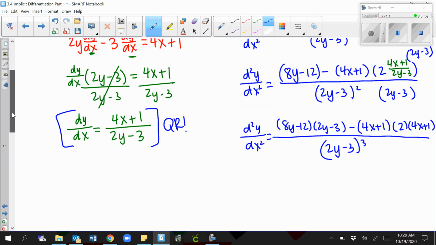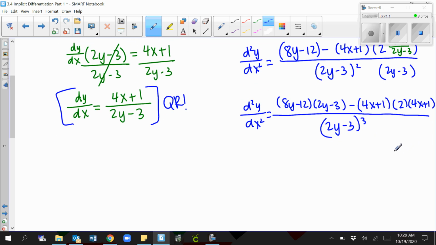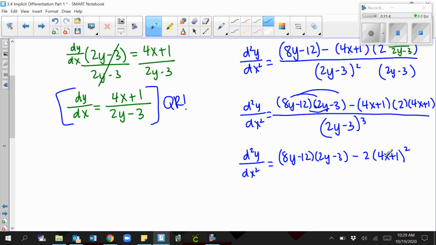All right, so we can clean this up a little bit. And we're not going to multiply all these out. I'm not going to make you guys simplify that. I know that you can FOIL this out and do all of that. So what I'm just going to do is say d squared y over dx squared is equal to 8y minus 12 times 2y minus 3 minus 2 times a 4x plus 1 squared over 2y minus 3 cubed. And we can just leave it like that. I know that you guys know how to FOIL it all out, so I'm going to trust that you guys can do that.